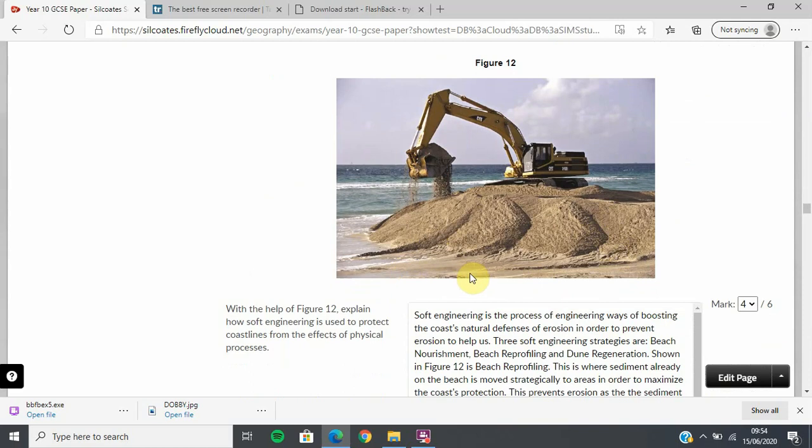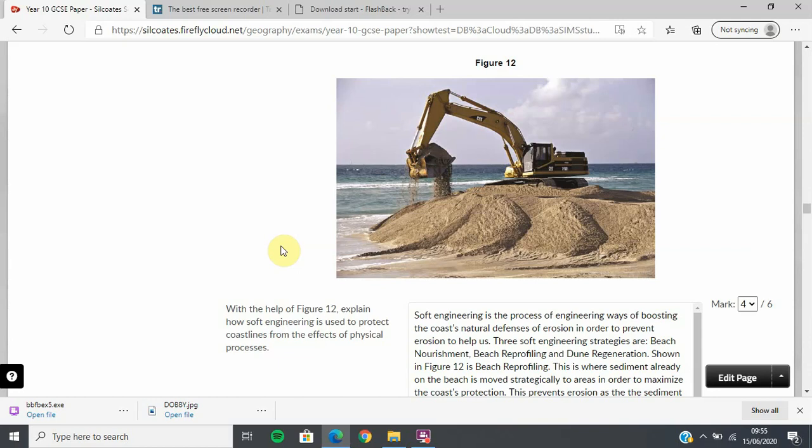So soft engineering, the key things here were beach regeneration, beach nourishment, and beach reprofiling. Okay, those would be the two things that are clearly identified here on figure 12. Nothing wrong with talking about other soft engineering features. It does say you can do that. So what you'd want to be doing here is saying in figure 12 there is a digger which is moving sand around on the beach. This is a form of soft engineering. Probably that material has been added to the beach by a dredging ship such as they have at Pevensey.